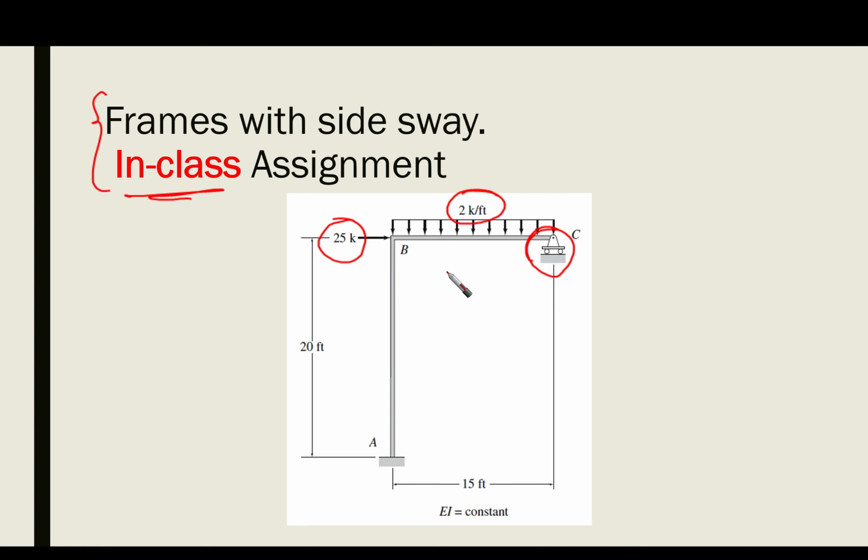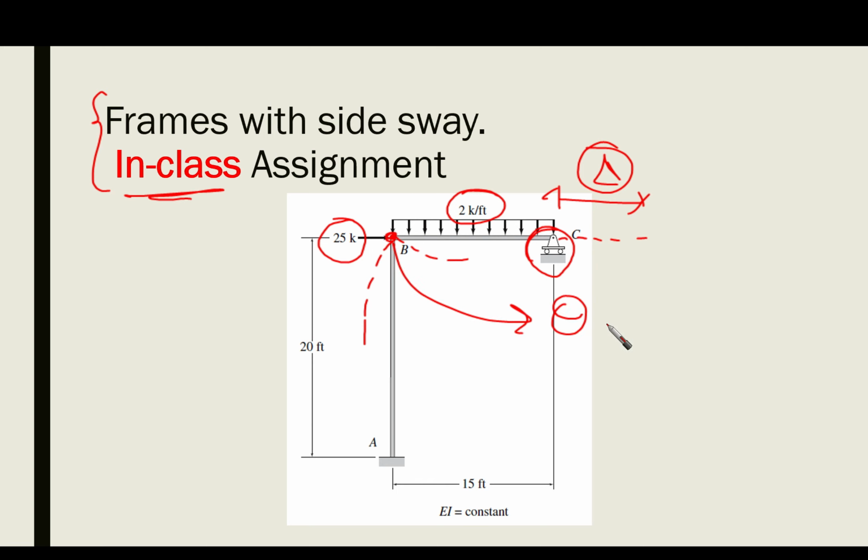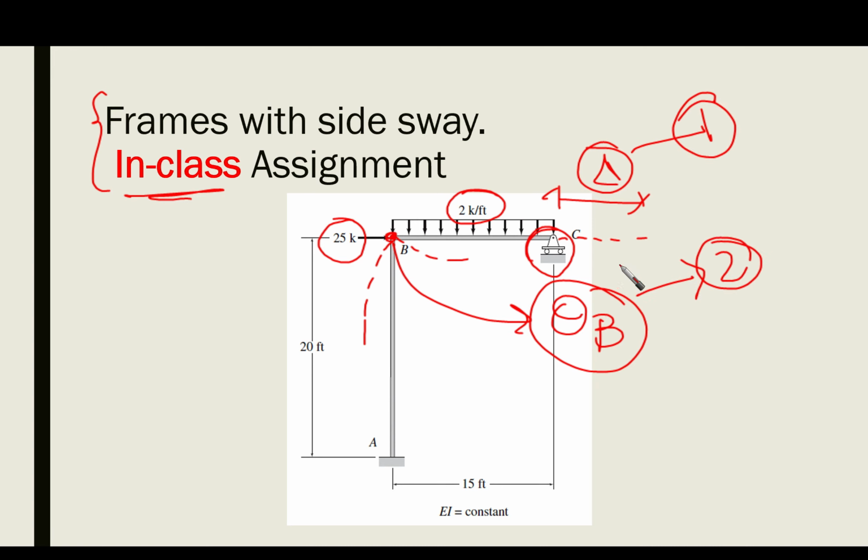So let's assume this is how many, what are the degrees of freedom here? Actually this one is free to move in this direction, so we have delta here. And this point, point B, is free to rotate, right? It is going to rotate here. So this means that we have theta B also. So this is 1, this is 2, right? So based on this, we have 2 degrees of freedom here, and we can work them together.